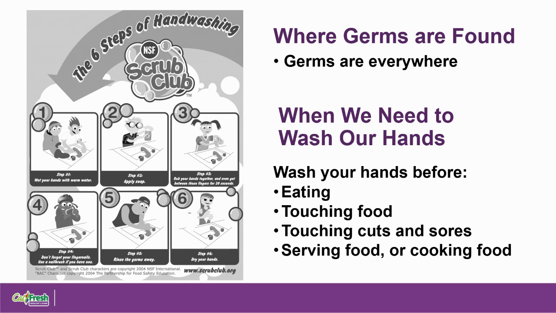Your hand washing poster can include one of the following: the 6 steps of washing our hands, or maybe your poster can be about where germs are found. Germs are everywhere, so you can list different places. Or when we need to wash our hands: before eating, touching food, touching cuts and sores, serving food, or cooking food. These are all great ideas. I'm sure everybody will come up with wonderful posters to share.